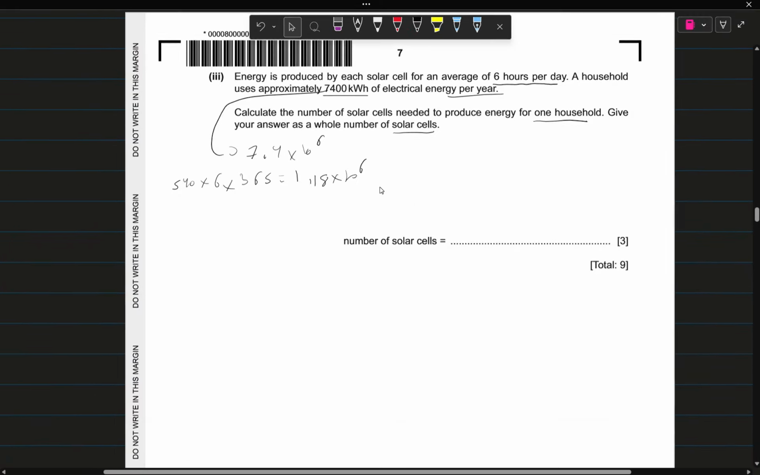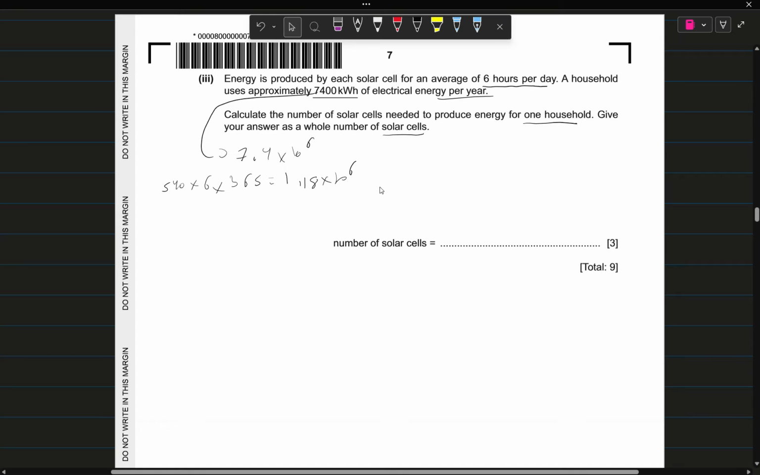Okay, so now in order for us to get the number of solar cells, essentially we need to divide the household use, which is about 7,400 kilowatts, by the overall useful power. So we need to divide 7.4 times 10 to the power of 6 over 1.18 times 10 to the power of 6, and that will be about 6.27.